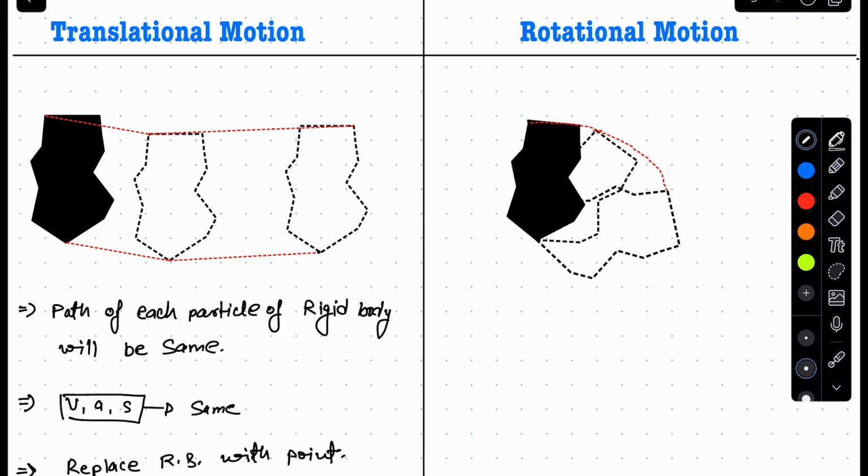What is the meaning of that? It means you have a fixed axis with respect to you. Let's suppose you are sitting here and looking at this rigid body. Now this rigid body has an axis or a point about which it is rotating. Its particles are performing circular motion. They are moving in a circular path.